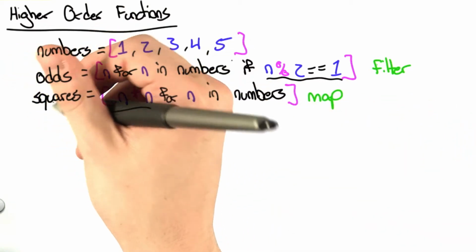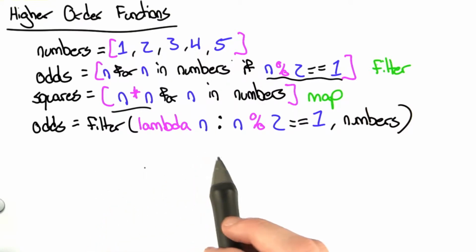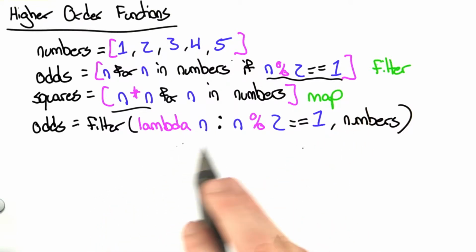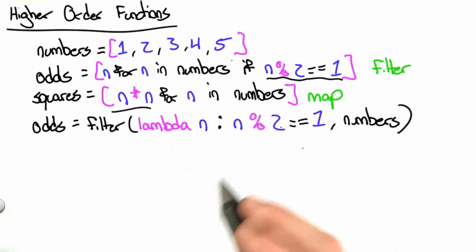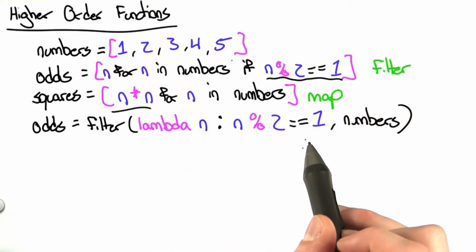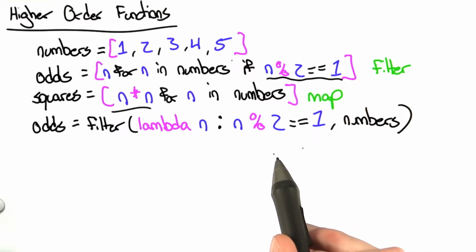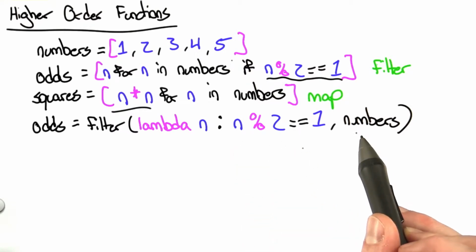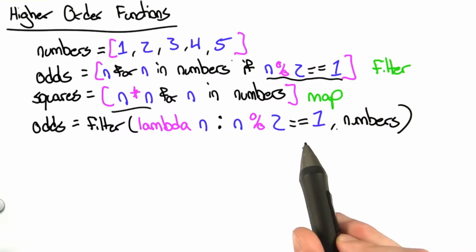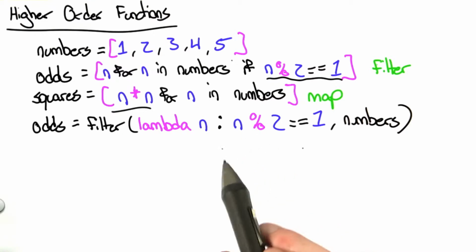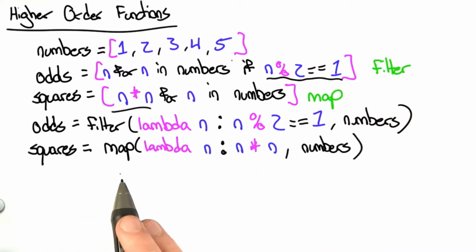So another way to write odds is to use the built-in function filter, where we give in two arguments. The first is a function that we create anonymously using the lambda notation that returns true or false. True if n is odd, and false if n is even. The second parameter is the numbers. And so filter is going to return all the numbers that when inputted into our first parameter, this function, return true.